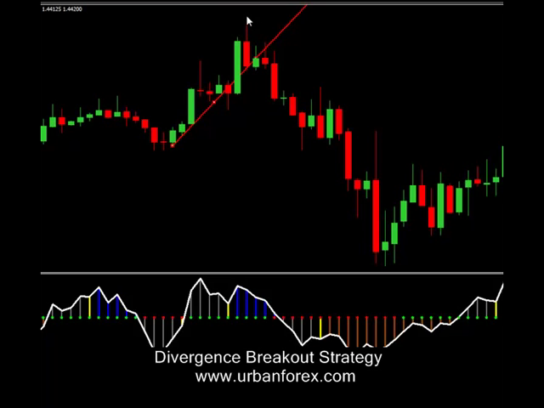That pretty much concludes how you can trade this divergence breakout strategy. Again, it's mostly price action. You're just using the CCI to see divergence. We're not following the CCI up or down, nothing like that.